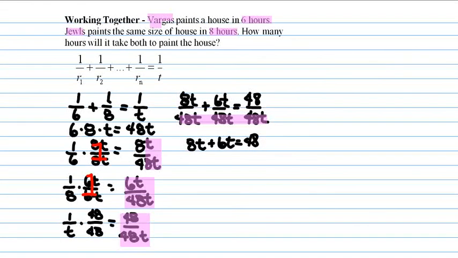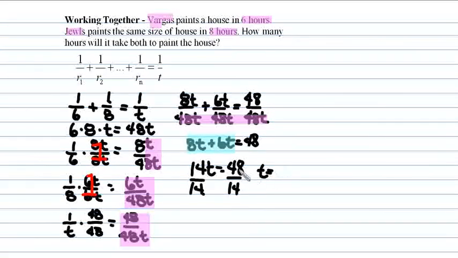I've got some like terms here, don't I? What are my like terms? They're the ones that have the t. So I can add those two together. 8 plus 6 is 14, so that gives me 14t equals 48. Divide by 14 on each side. And so t ends up being, take my calculator, divide 48 by 14, 3.42 hours.